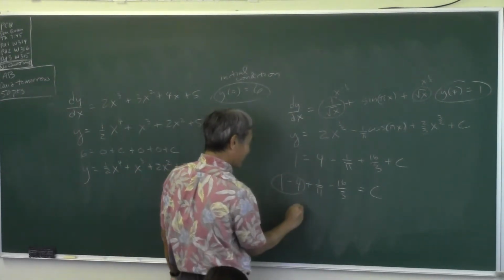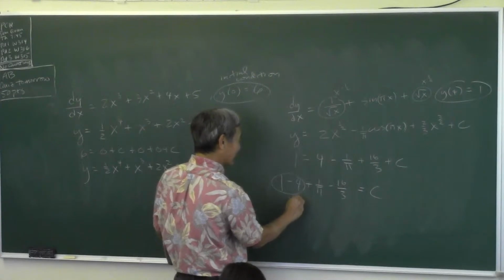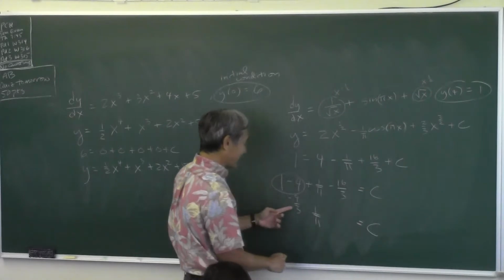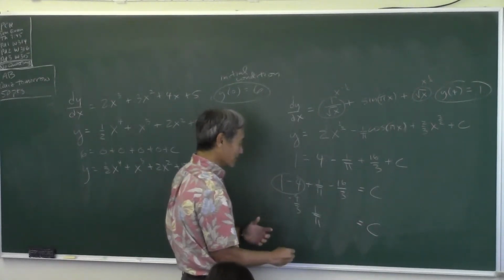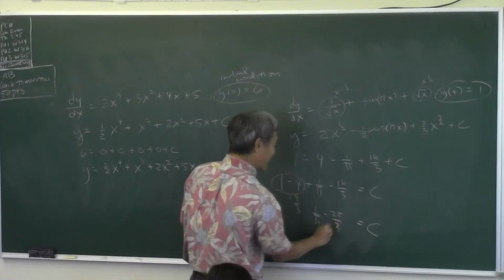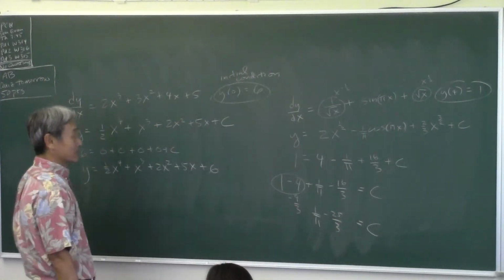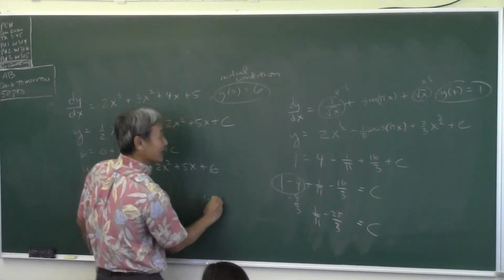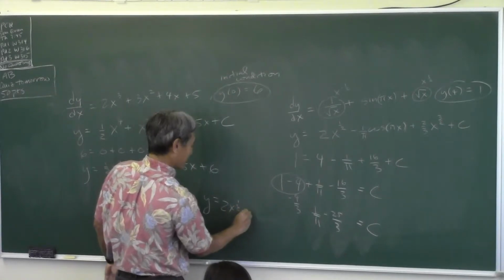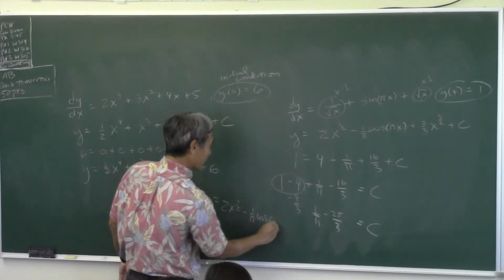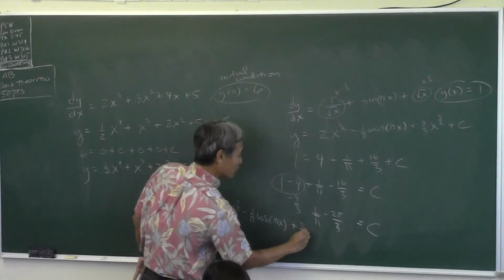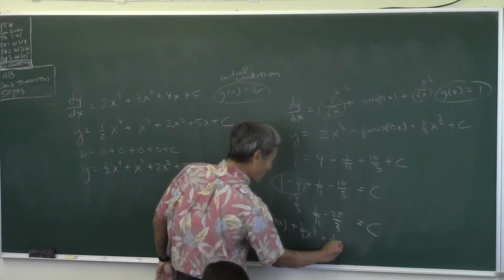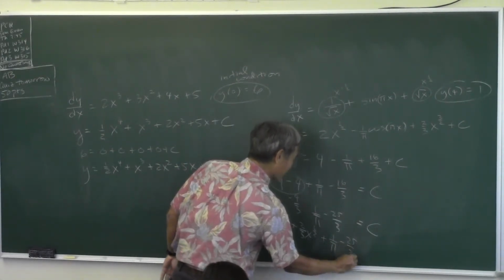What is 1 minus 4? Negative 3, which is negative 9/3. So you get 1 over pi, and what is negative 9/3 minus 16/3? Minus 25/3. There, that's the value of c. Sometimes it's just not nice. So what is the solution to this differential equation? Y equals 2x to the half minus 1 over pi cosine pi x plus 2/3 x to the 3 halves plus c. But now we know what the value of c is. It's 1 over pi minus 25/3.